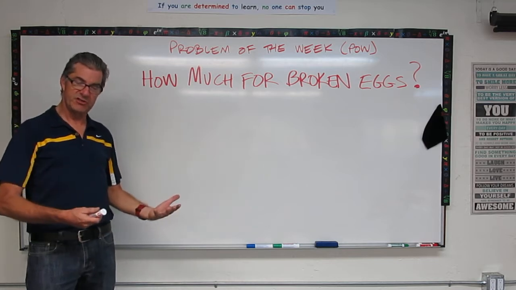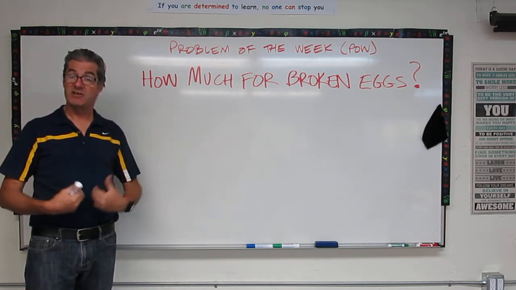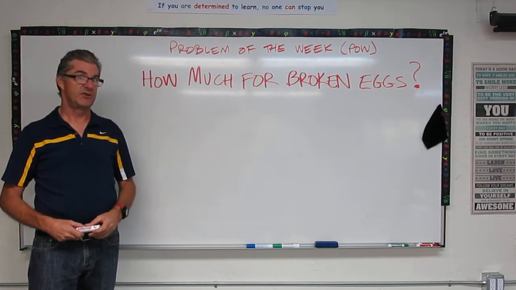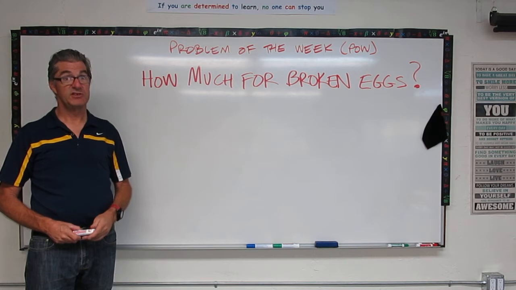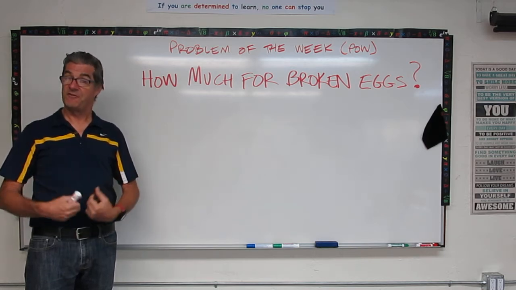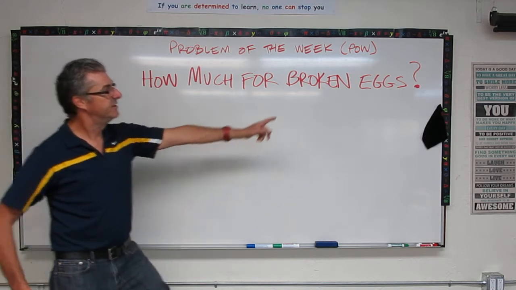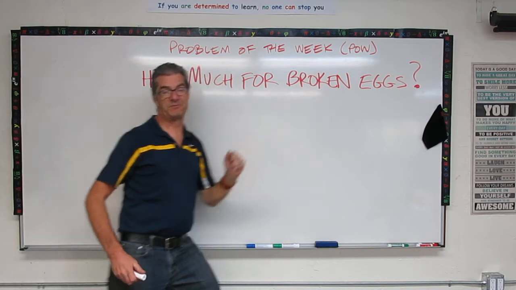So she can go to her insurance agent and tell them about the situation, and she can get money back to replace those eggs. There's one problem. She doesn't know how many eggs she has. And that's the problem that you need to figure out for this problem of the week. We also call these POWs.